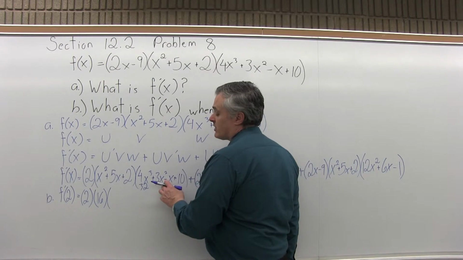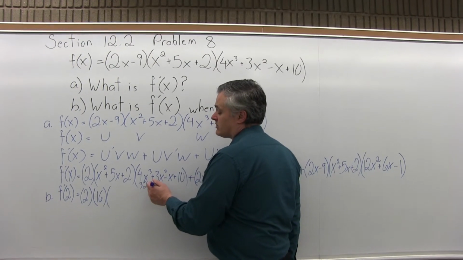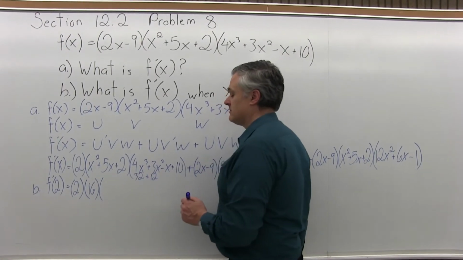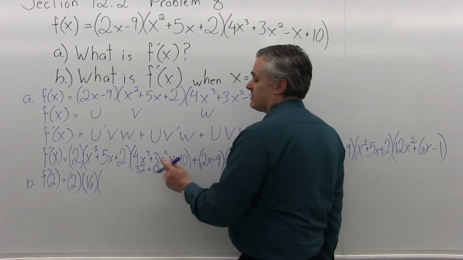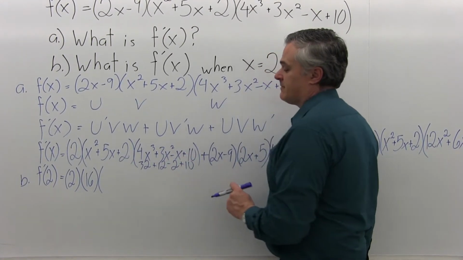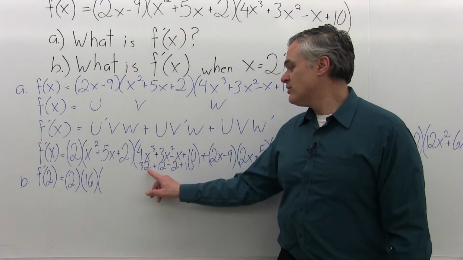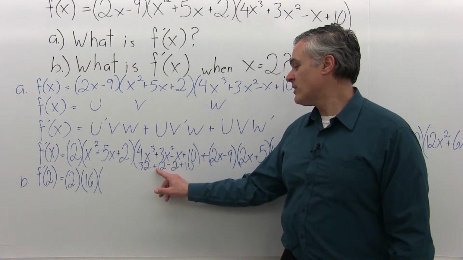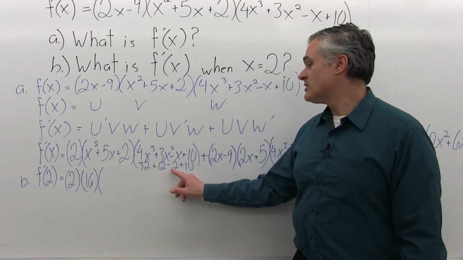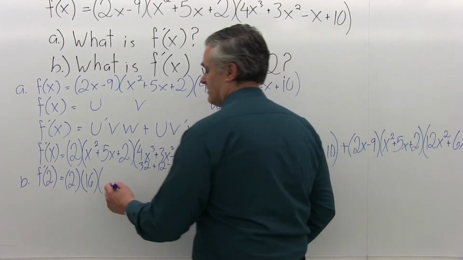This 3x squared becomes 3 times 2 squared, or 3 times 4. 3 times 4 is 12. Then minus x becomes minus 2. And then I have plus 10. And now if I do out this math, 32 plus 12 is 44. 44 minus 2 is 42. 42 plus 10 is 52.